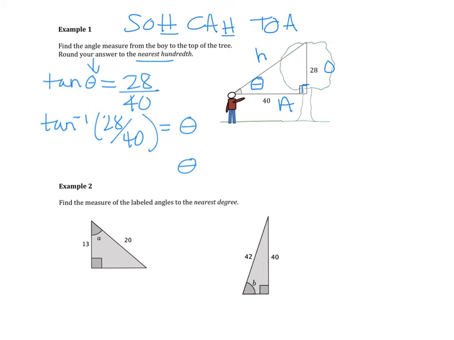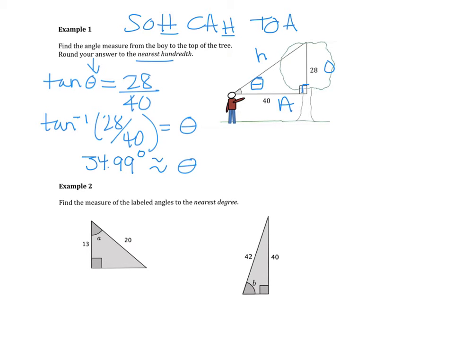Trig button on your calculator, which is to the left of 7. Select tangent inverse. Insert 28 over 40. Control Enter. Rounded to the hundredths spot, you should get 34.99 degrees.